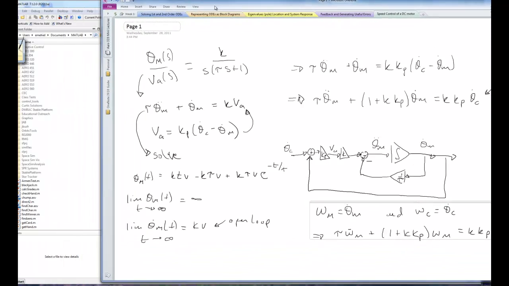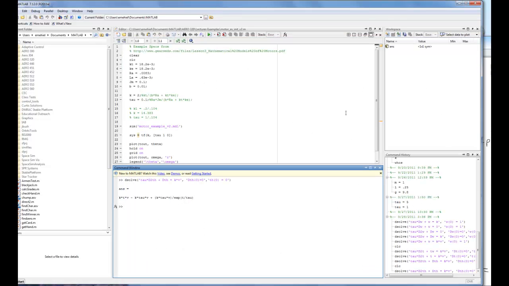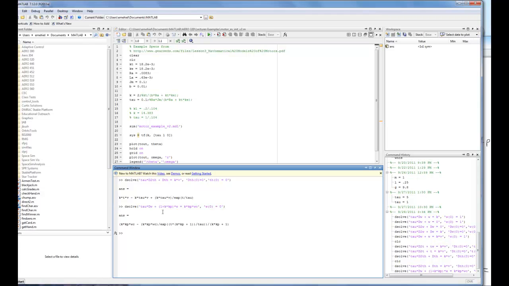And to do that, I can use the dsolve command, and I just have to modify what I've got. So I'm going to use dsolve. I've got tau times dw, where that's omega, plus 1 plus k times kp times w is equal to k times kp times wc. And now I have to specify the initial conditions on w, and we'll just say that's 0. And we go ahead, run it, we get that solution.